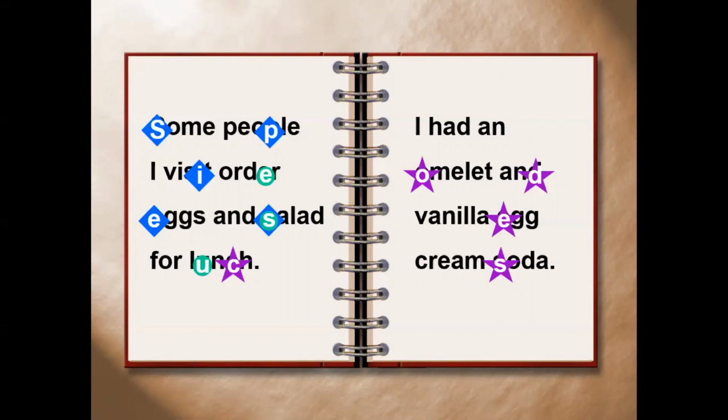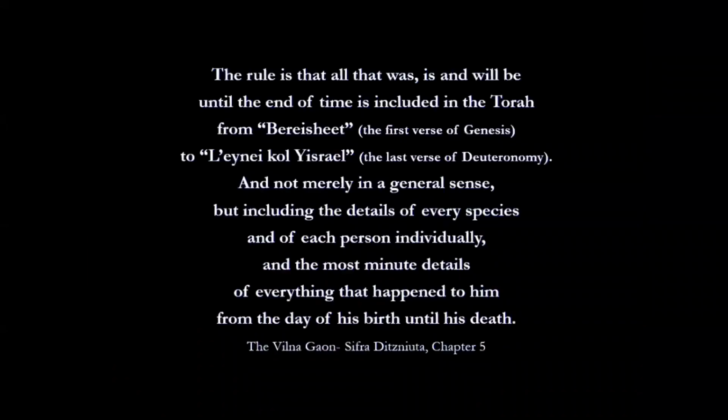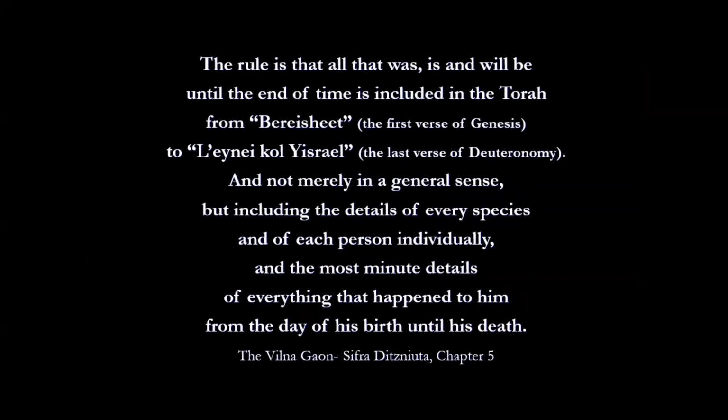Let's take a look at some of the words that appear to be encoded as ELSs in the text of this very ancient document. Before we do, 250 years ago, one of the greatest scholars in the history of Judaism, the Vilna Gaon, the Gaon of Vilna, he wrote something in a book called Sifrat Tzniuta. This is what he says.